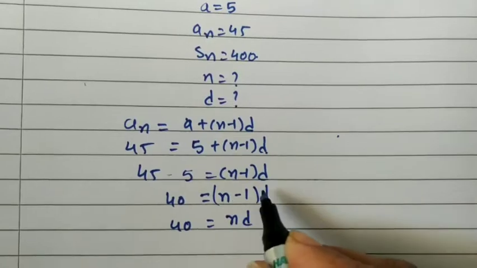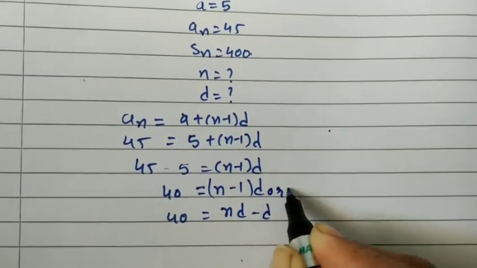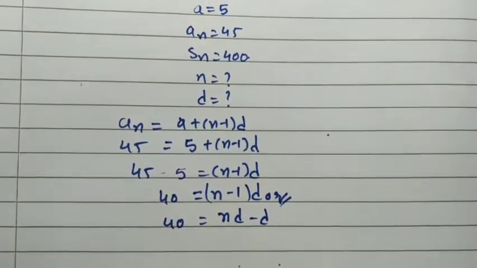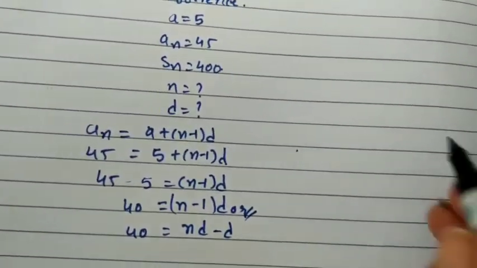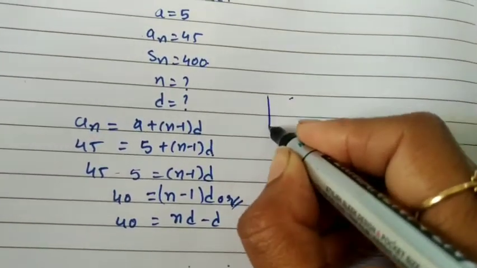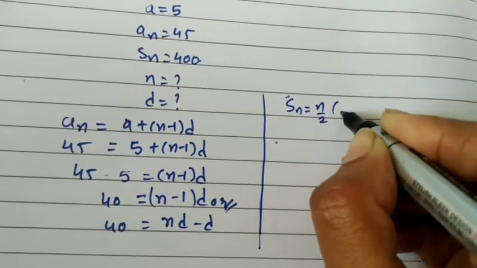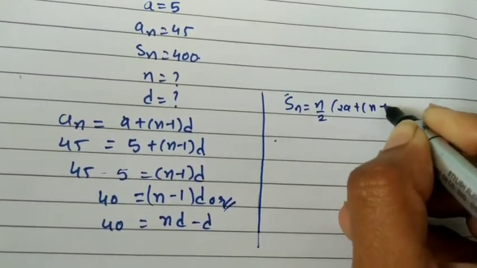So one thing is that we can multiply also. So we can write this or this, but whatever is useful to us we will use it. So let us see here. I will write the formula of Sn. Let me do the separation. So Sn is equals to n by 2 into 2a plus n minus 1 into d.